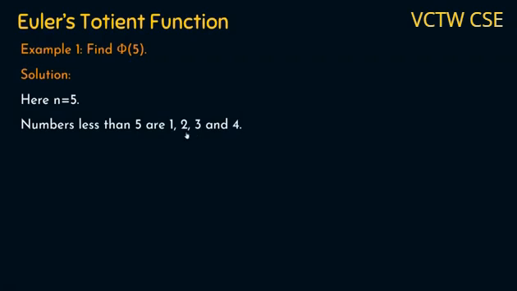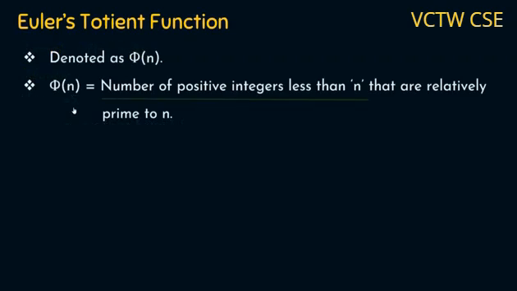Out of these numbers, how many are relatively prime to n? So we need to check whether 1 and 5 are relatively prime, 2 and 5 are relatively prime, 3 and 5 are relatively prime, and 4 and 5 are relatively prime. We need to check how many numbers that are less than n are relatively prime to n. That's what we are going to find. As per the definition, we are taking only the number of positive integers that are lesser than n that are relatively prime to n.